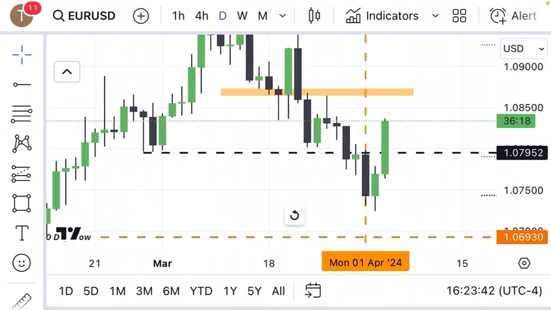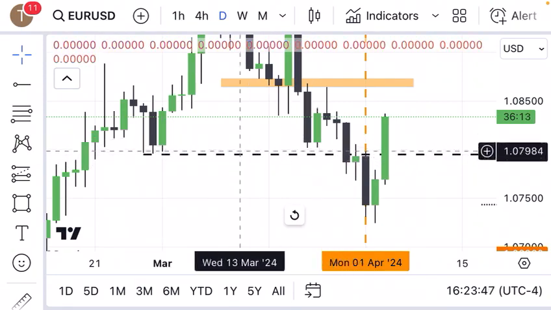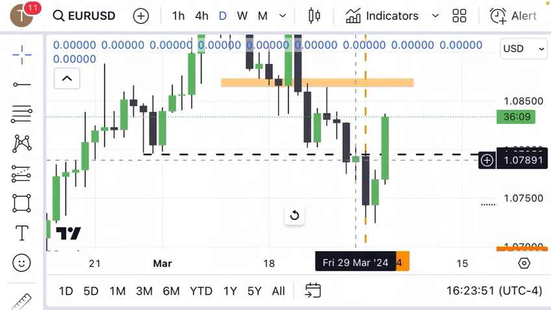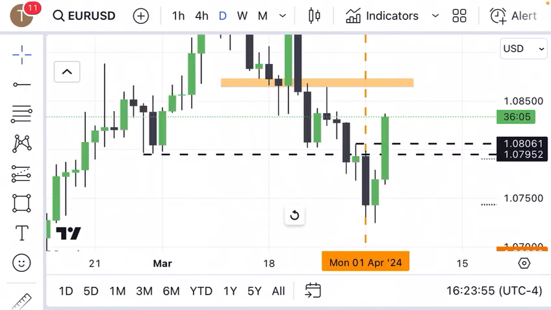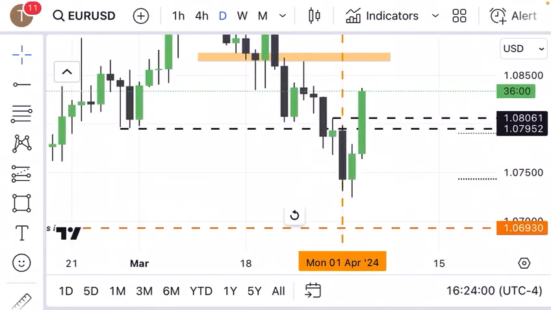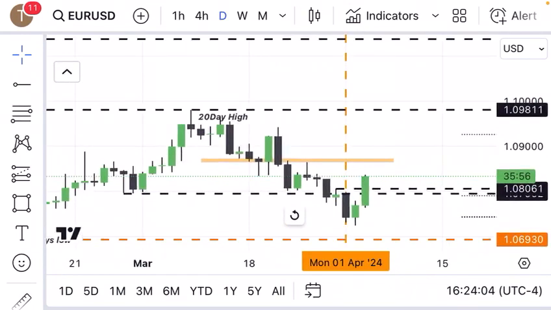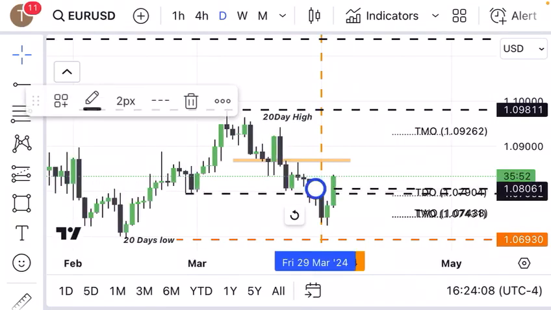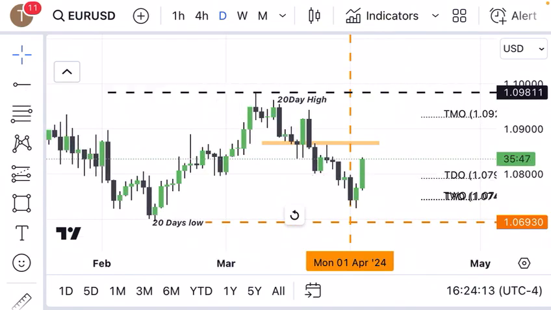right? So as you can see, we moved below sell side liquidity at these lows, and then we moved above it again. So the specific candle becomes a breaker block. This daily high becomes a daily bullish breaker block, right? And the buy side liquidity rests above the 20-day high. Now, guys, I know some of you are gonna get confused because it's a lot to take in.